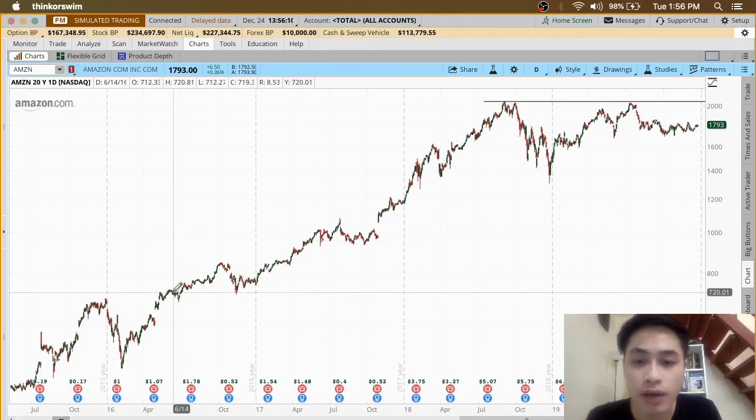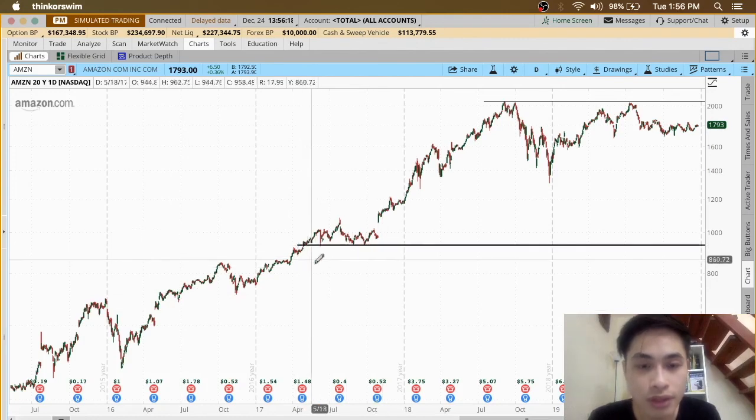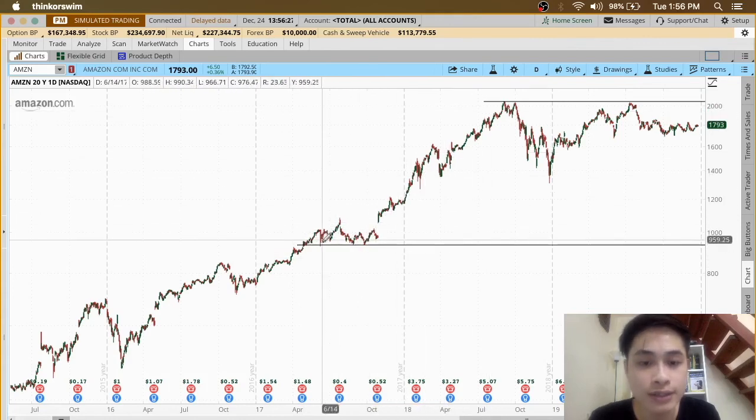Let's take a look whether we can identify any other support and resistance level. There's a support here, so we draw it here. You can see that's the first, the second, the third, fourth, fifth, and then it went up. So that's the support level.